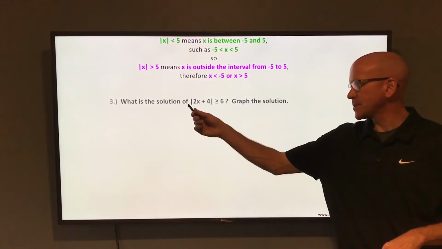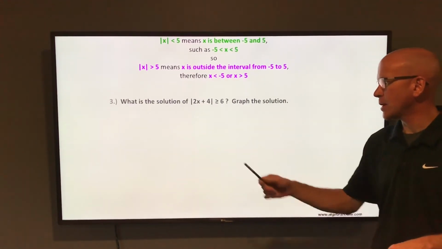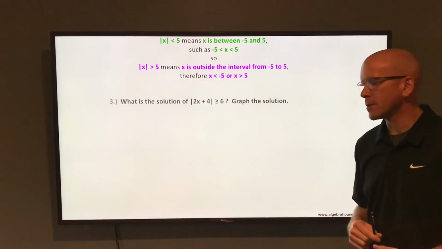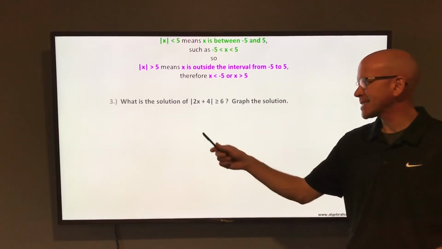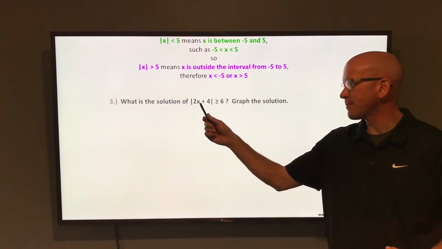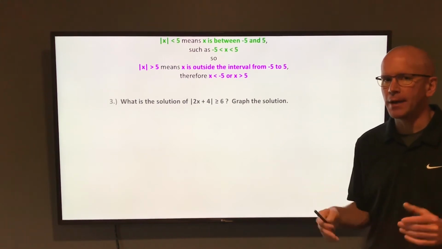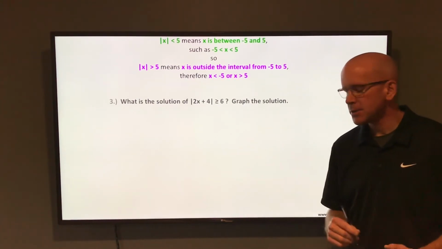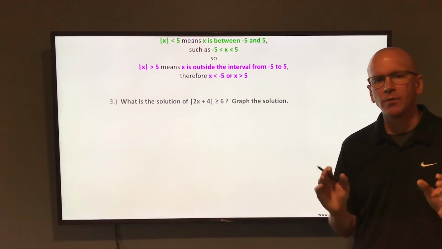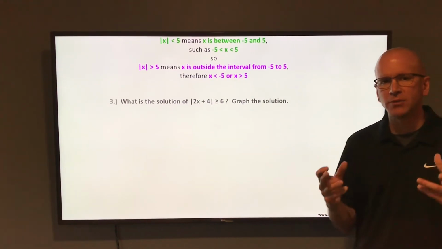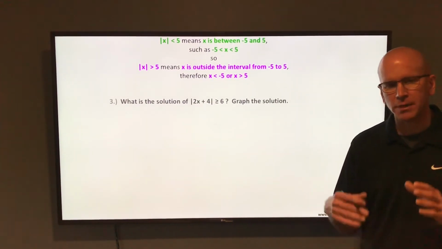Going to solve this absolute value inequality. The absolute value of 2x plus 4 is greater than or equal to 6. We're going to solve that for x. That's saying the distance that 2x plus 4 is away from 0 is greater than, or it could be equal to, 6. Now it does help to draw these out on a number line so that you get a visual on what exactly is taking place. Helps you understand it better.